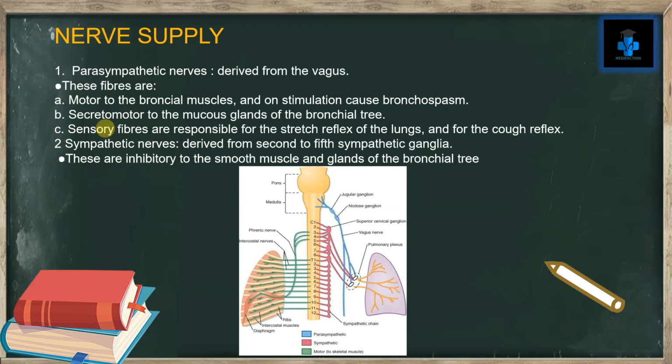Sympathetic nerves. These are derived from the second to the fifth sympathetic ganglia. These are inhibitory to the smooth muscle and glands of the bronchial tree.